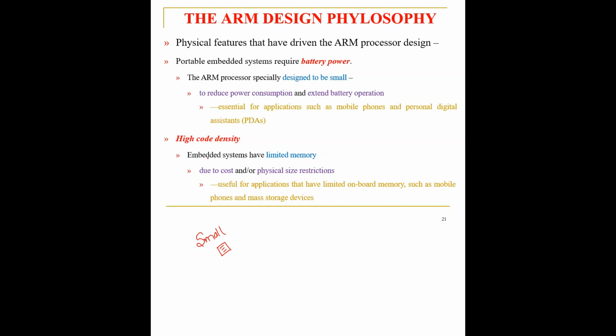As given here, embedded systems have very limited memory due to cost or due to physical size restriction, because you cannot say I'll keep a bigger memory when your embedded system itself is very small. So obviously you should have a memory which is very small in size, and the cost of the memories we use in embedded systems will also be higher. So that is the second thing. And the memory we use should have high code density, which means that in a smaller area, it should be capable of holding all the code that makes your embedded system functional. So that is the second feature.